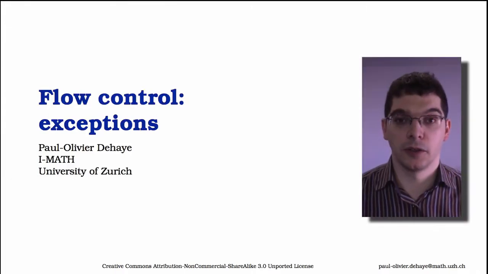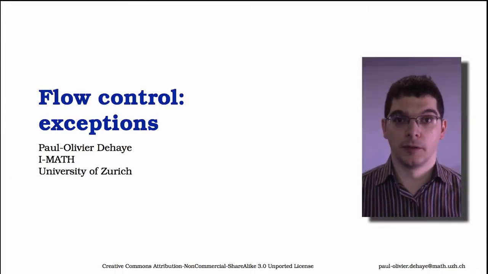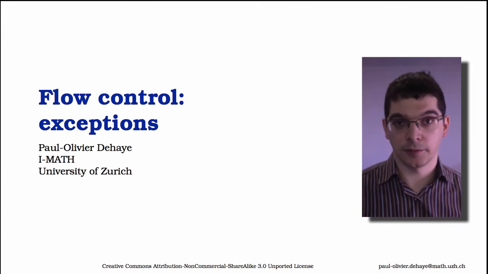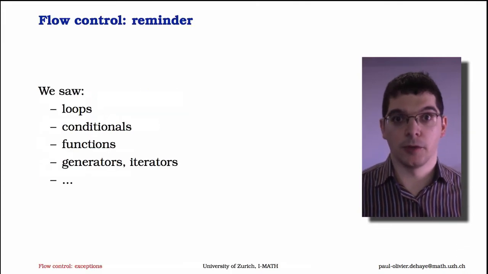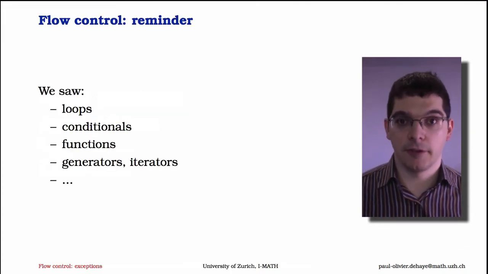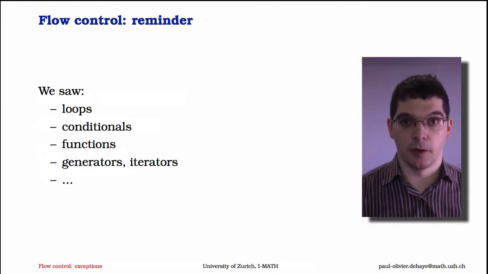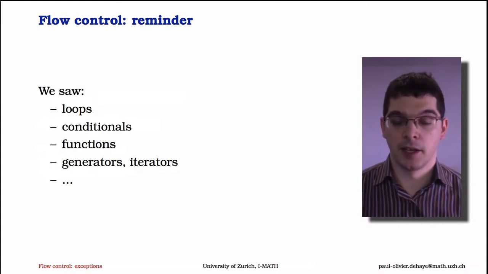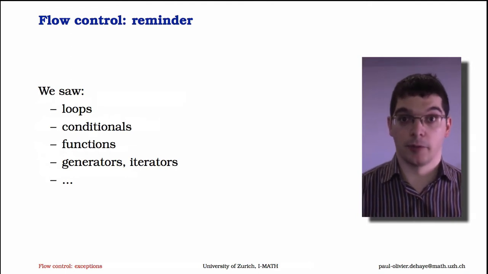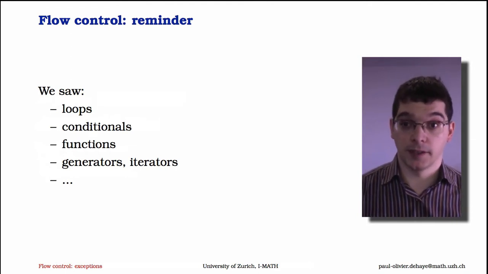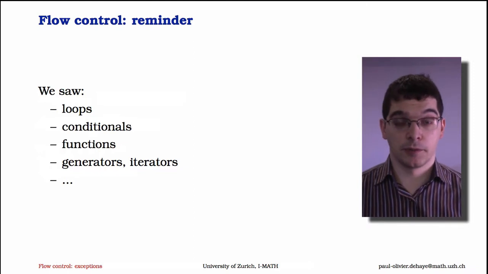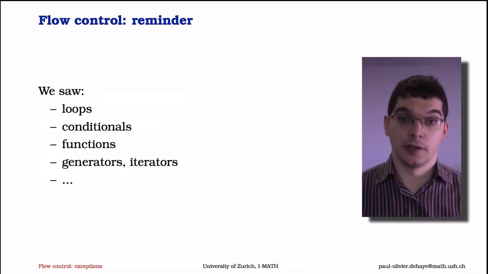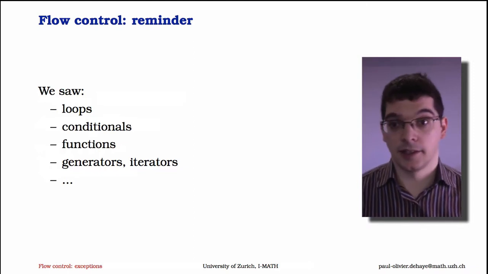So we're going to talk now about another way to do flow control, and that's exceptions. So first, a reminder of what flow control is. Flow control is everything that affects the sequence of operations that you will perform, the sequence of statements that will be executed. So it will affect the flow of the program, basically. We've seen a few examples so far. We've seen the loops, for instance, the for loops, the conditionals, if and else, things like that.